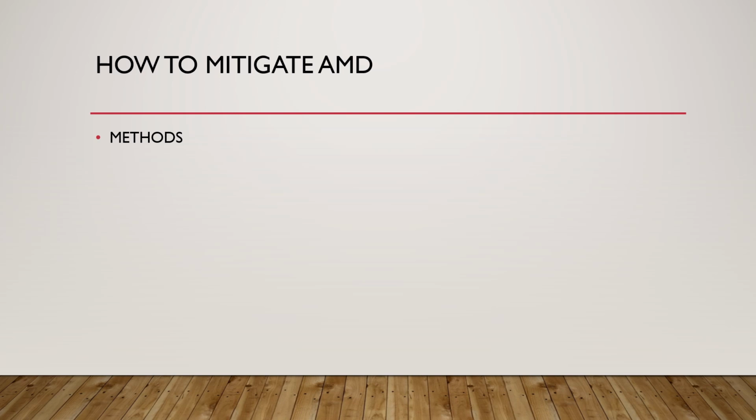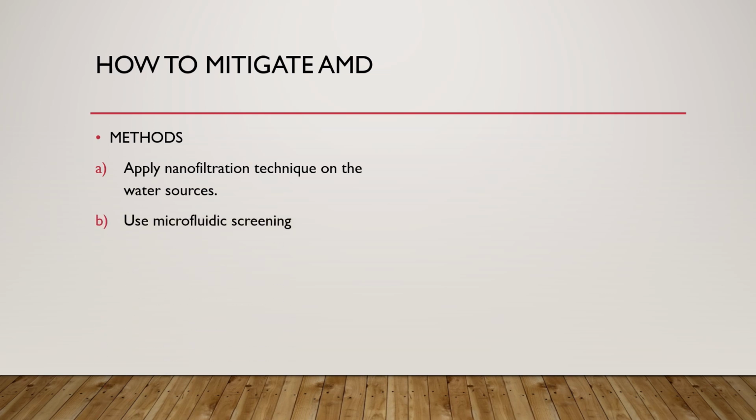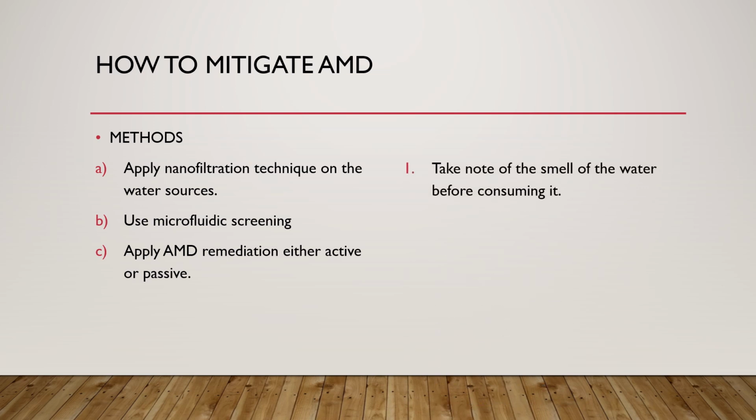Now, here are some of the ways we can mitigate AMD. One, we can apply nanofiltration techniques upon water sources. Two, we can use microfluidic screening. Three, we can apply AMD remediation, either active or passive.